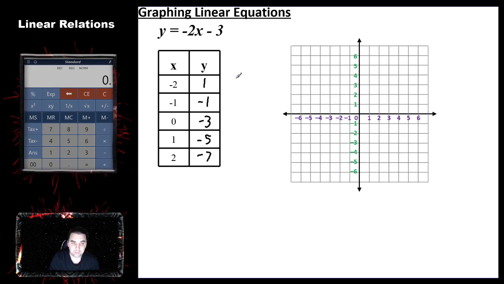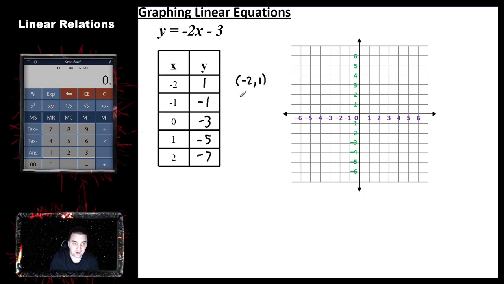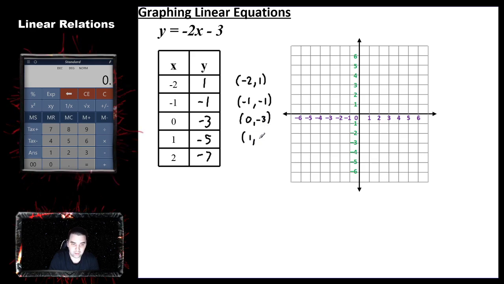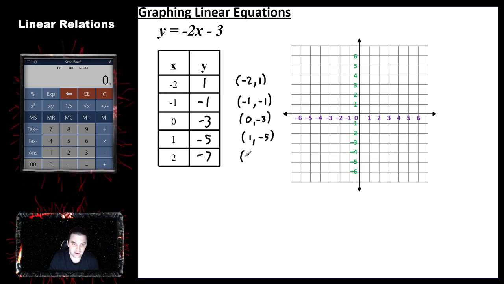So the next step, remember, is to create all the ordered pairs. So I have negative 2 and 1. I have negative 1 and negative 1. I have 0 and negative 3. I have 1 and negative 5. I have 2 and negative 7.